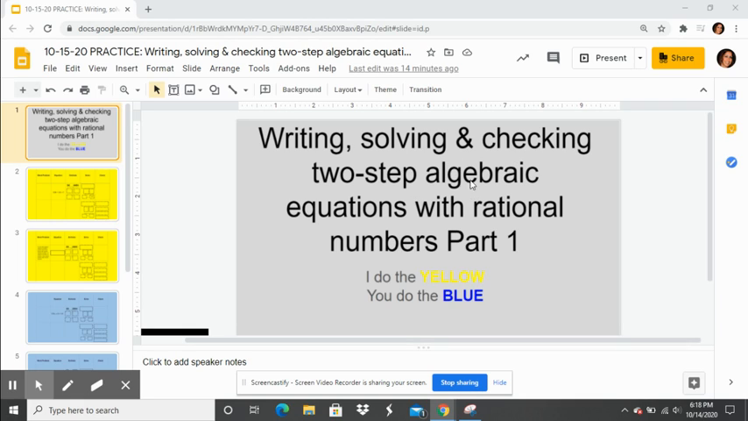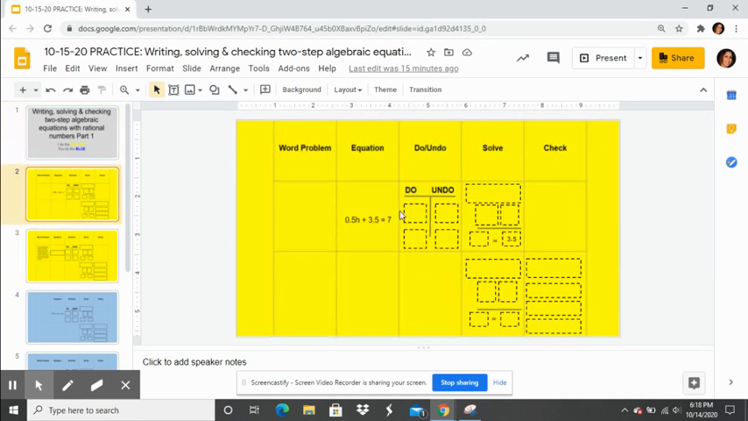Writing, solving, and checking two-step algebraic equations with rational numbers, part 1. So this is in continuation from yesterday's two-step equations, but now we have some rational numbers. So 0.5h plus 3.5 equals 7.